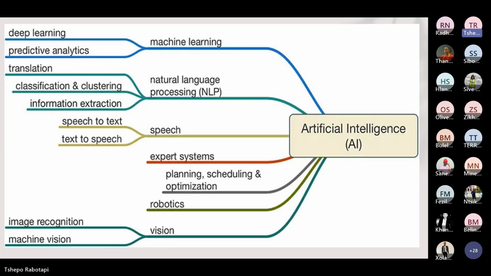As I had said, artificial intelligence is a branch of computer science, and it has sub-branches, which are machine learning, natural language processing, speech, expert systems, robotics, vision, and planning and scheduling optimization. Speech, I think we know that you can type on a Microsoft Word document just by speaking, text to speech. And then you have natural language processing, which ChatGPT falls under.